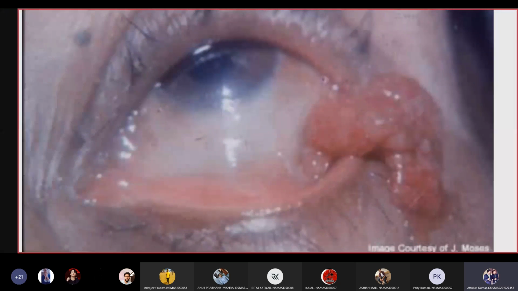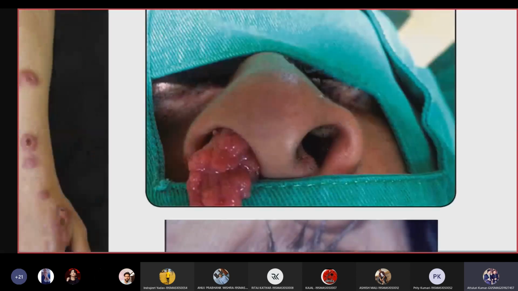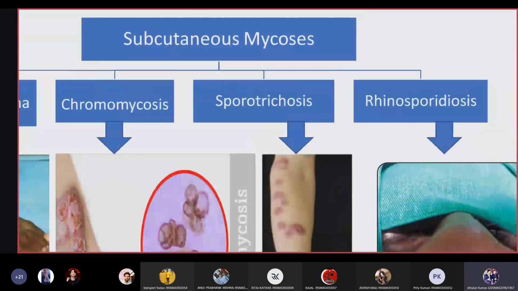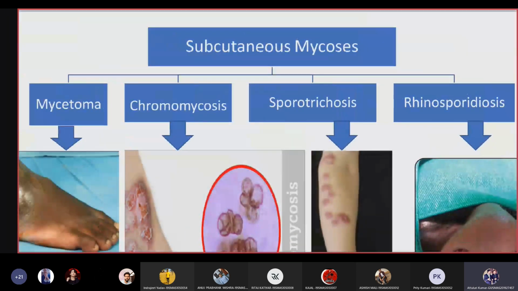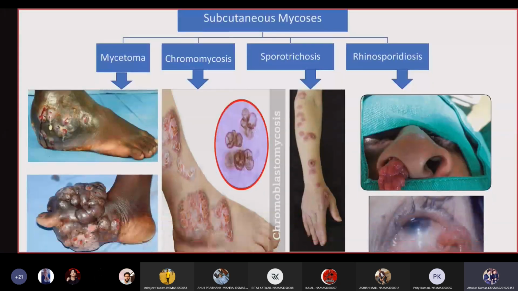It is the mucosal, the serous layer of the eye. So this is how rhinosporidiosis looks like. These are the 4 subcutaneous mycoses that we need to concentrate on in the syllabus. There are totally 4 types of subcutaneous mycosis: Mycetoma, Chromomycosis, Sporotrichosis, and Rhinosporidiosis.